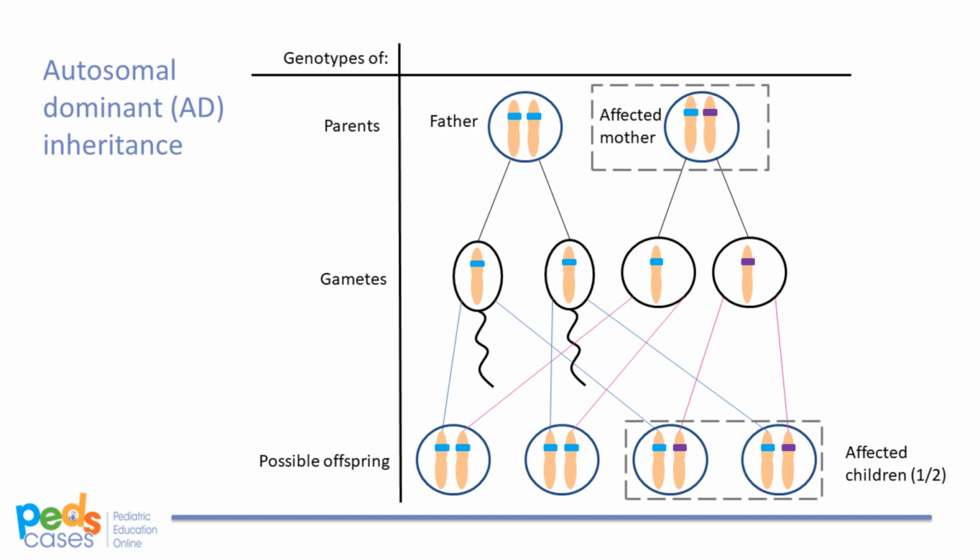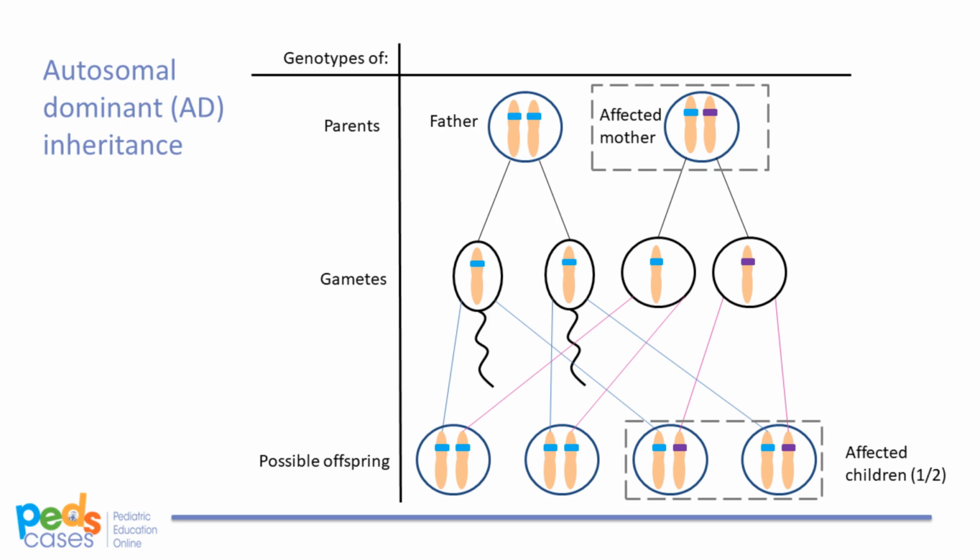Based on the law of segregation, half of the mother's gametes will possess the dominant purple allele, while the other half will possess the blue allele. The father has 2 copies of the blue allele, which means that all of his gametes will have the blue allele. When their gametes are combined to conceive a child, there are 2 possible combinations. A child will either receive 2 blue alleles, or they will have 1 blue allele and 1 purple allele. These scenarios are equally likely. Again, a child will be affected if they have 1 purple allele. Hence, every time this couple conceives a child, there is a 50% chance that this child will have the autosomal dominant condition.